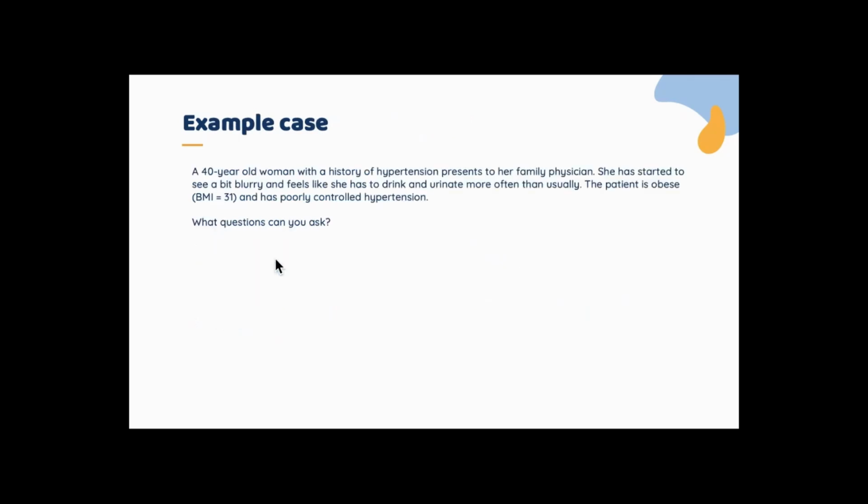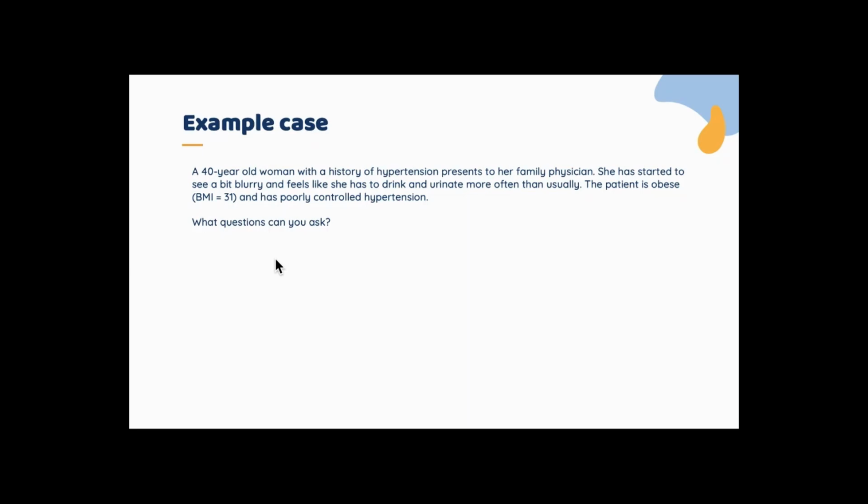Over here, we have an example case in which we will try out all of these different things. There's the example case of a 40-year-old woman with a history of hypertension who presents to her family physician. She's started to see a bit blurry and feels like she has to drink and urinate more often than usual. The patient is obese with a BMI of 31 and has poorly controlled hypertension.